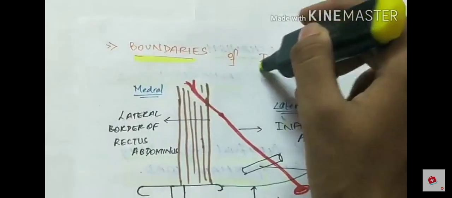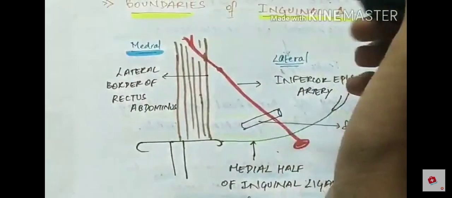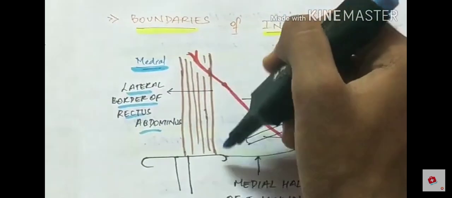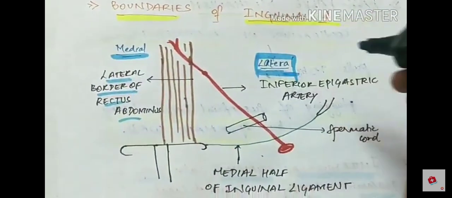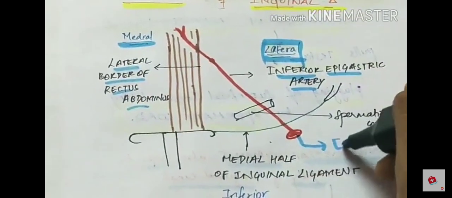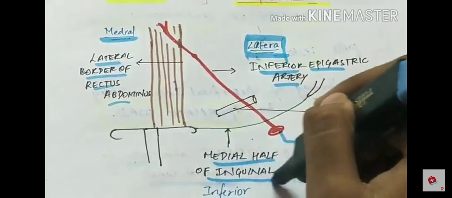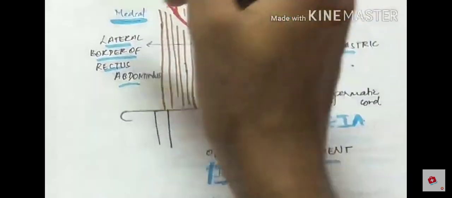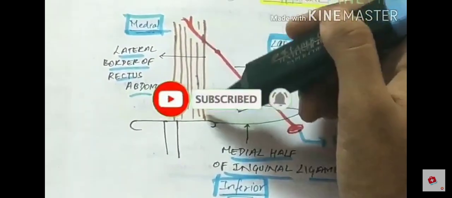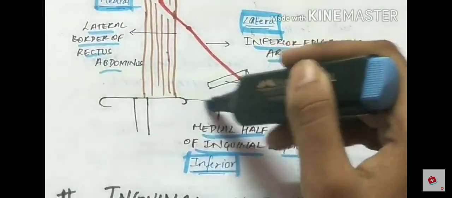The boundaries of the inguinal triangle, also called as Hasselbalch's triangle. The medial wall is formed by lateral border of rectus abdominis. This is the rectus abdominis muscle. Lateral boundary is formed by the inferior epigastric artery, which is a branch of external iliac artery. And the base is formed by medial half of the inguinal ligament. As it is a triangle, it has 3 boundaries: medial, lateral and inferior. Medial by the lateral border of rectus abdominis, lateral boundary by the inferior epigastric artery, and the inferior boundary by the medial half of inguinal ligament.